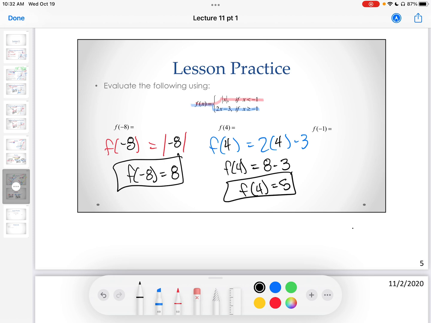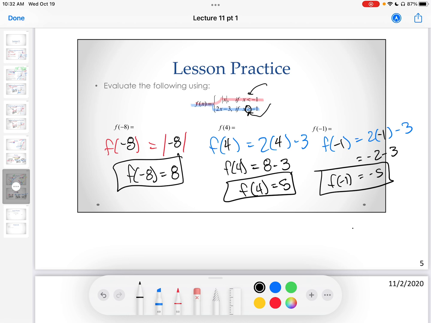Got that one there. And then our last one is -1. Notice they always try to sneak that one in on you. So which of these is including -1? Well, it would be the bottom. So we need to use our blue function here. f of -1 equals 2 times -1 minus 3. What are we plugging in? We're plugging in our -1. -2 minus 3 gives me -5. So f of -1 is -5.